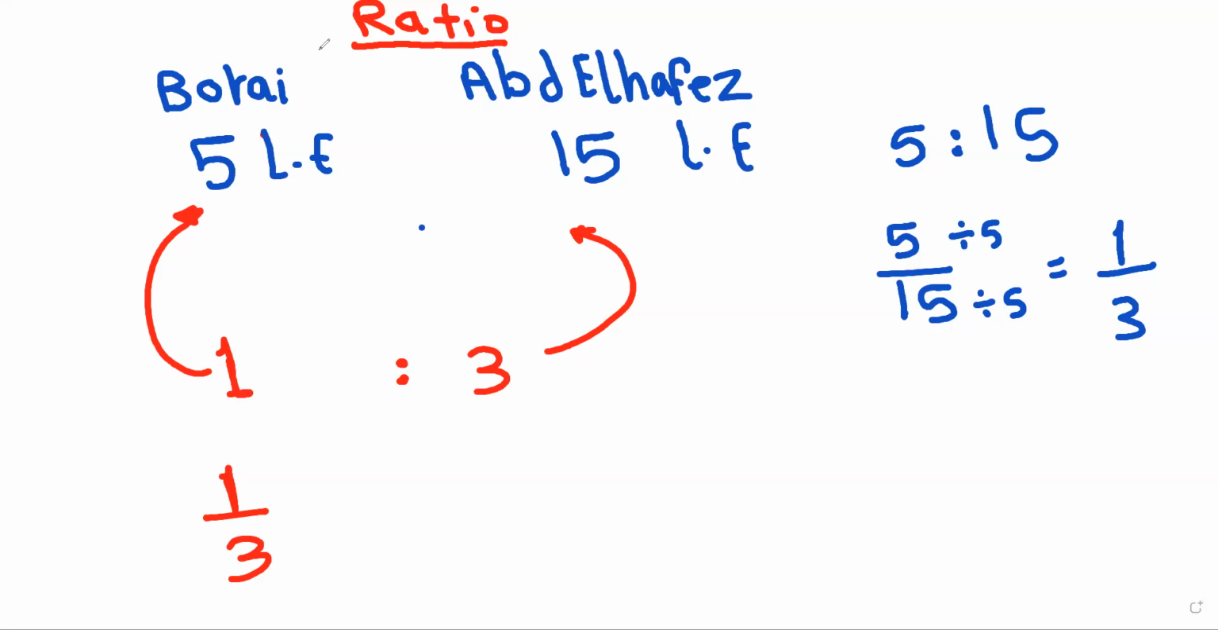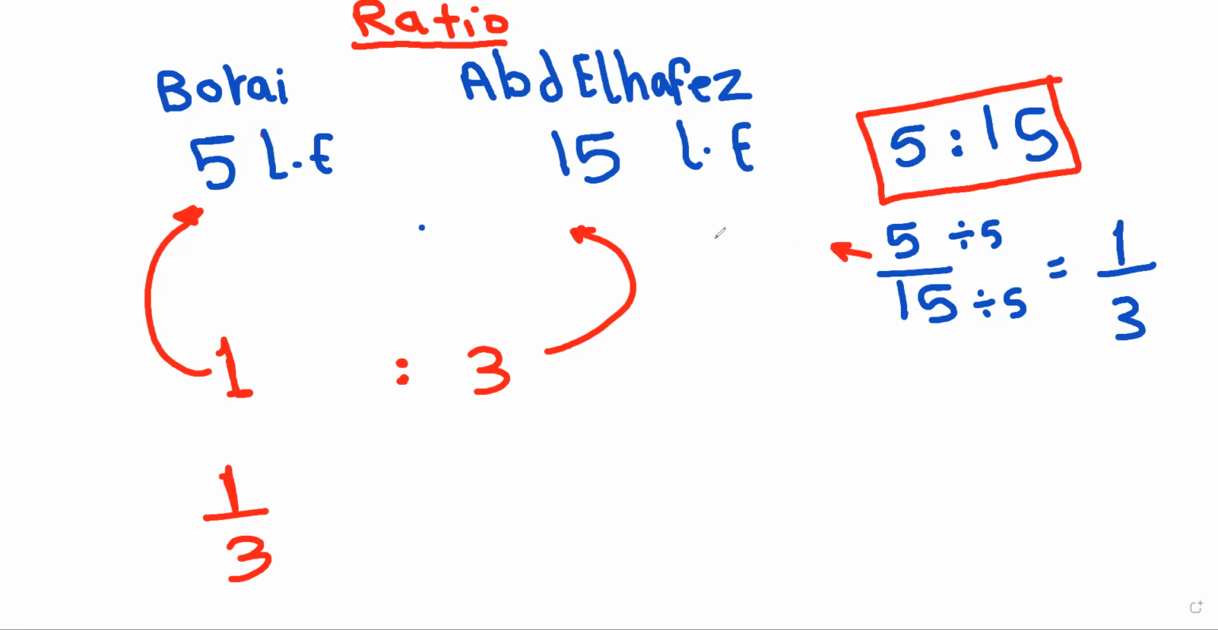Our lesson today is about ratio and proportion. If I said to you, Borai has 5 pounds and Abdul Hafiz has 15 pounds, what is the ratio between them? The ratio between them is 5 to 15, or we can write it as 5 over 15, and we can simplify by dividing both terms, 5 and 15, by 5.